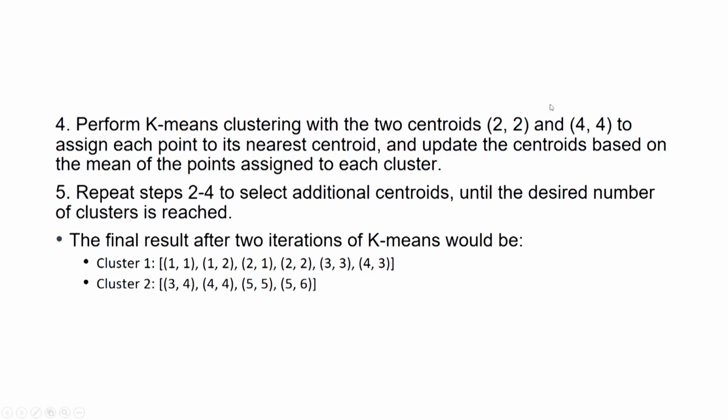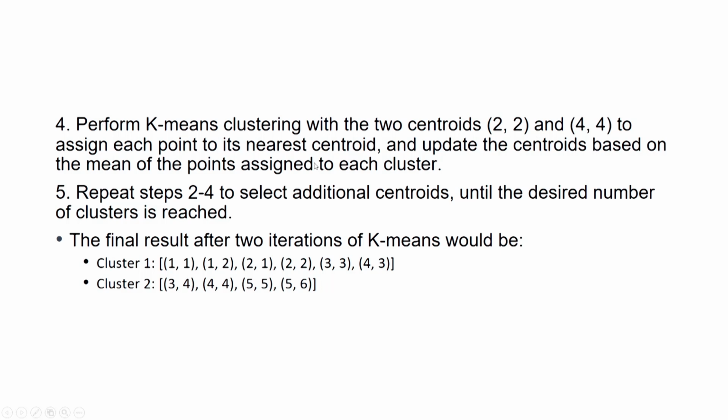So, now we have 2 centroids. This one was randomly chosen, and this is the centroid that we got using the k-means plus plus algorithm. After getting these 2 centroids, since we need only 2 clusters, we will perform k-means clustering with these 2 centroids. We will get 2 clusters, and then we will again calculate centroids out of that. We repeat steps 2 to 4 to select additional centroids. Here we assume that we need only 2 clusters.